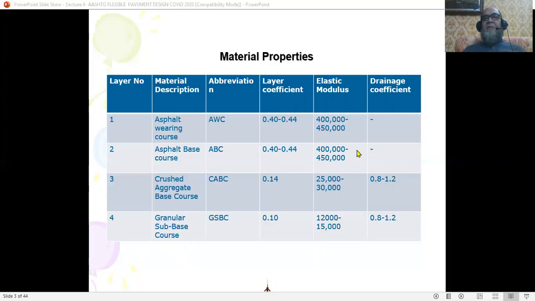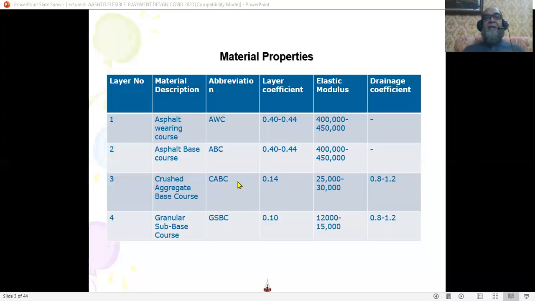Now, the same goes for the asphaltic base course. The difference between the asphaltic wearing course and the asphaltic base course is the size of aggregate. Normally, the aggregate size is larger than the aggregate size we use in the asphaltic wearing course. So again, we can take the same properties because it is also asphaltic concrete.